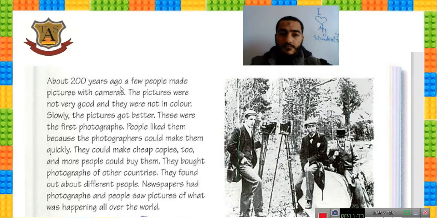About 200 years ago, a few people made pictures with cameras. The pictures were not very good, and they were not in color. Slowly the pictures got better. These were the first photographs. People liked them because the photographers could make them quickly. They could make cheap copies too, and more people could buy them. They bought photographs of other countries. They found out about different people. Newspapers had photographs, and people saw pictures of what was happening all over the world.